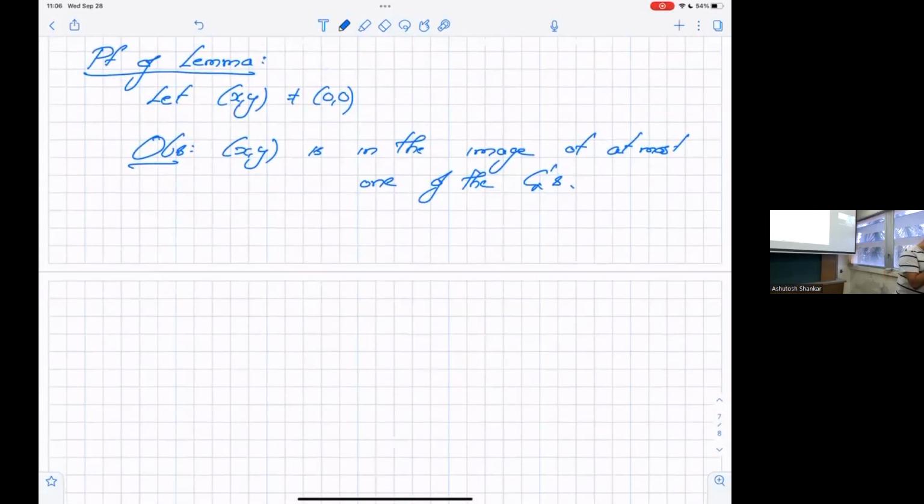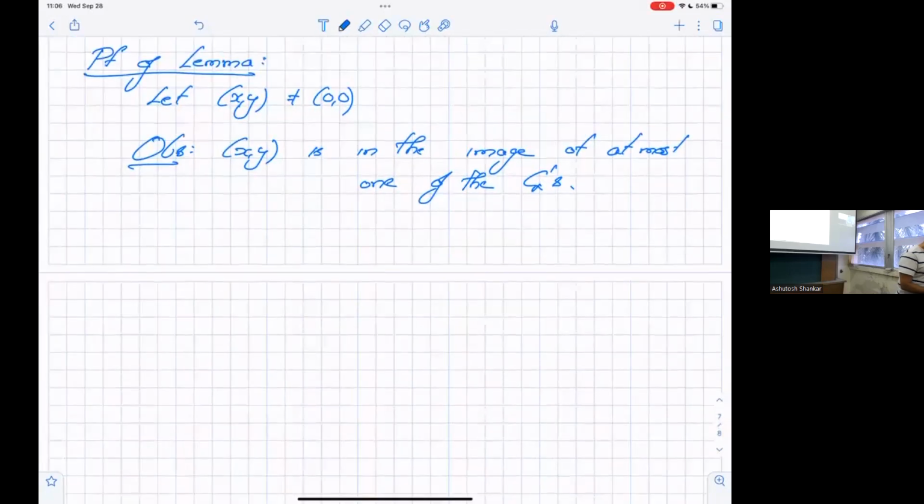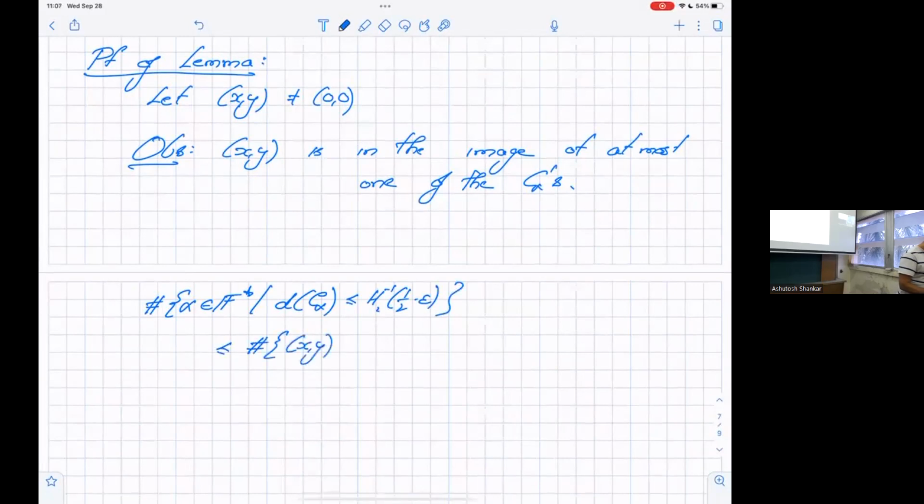What I want to say is, because of this, the number of alphas in the field such that C alpha has distance less than or equal to H inverse of half minus epsilon is certainly less than the number of xy in {0,1}^(2t) minus 1 such that the weight of xy is less than or equal to H inverse of half minus epsilon times 2t.